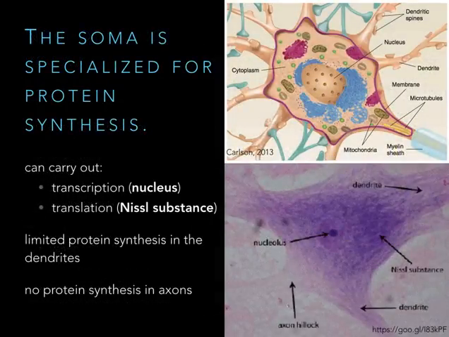The cell body is very much your prototypical cell. It has the nucleus where transcription will take place. It has all the endomembrane system, so it has the ER and the Golgi, so it can carry out protein synthesis and package it and distribute it accordingly within the cell. The cell body is pretty much all about protein synthesis.